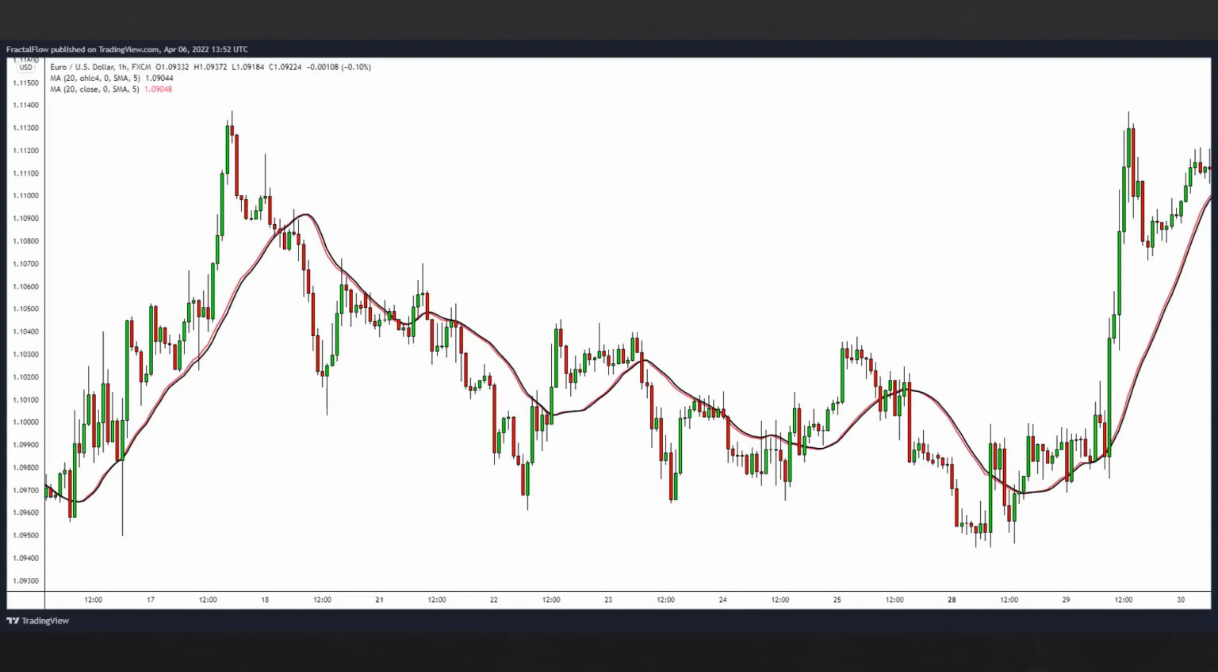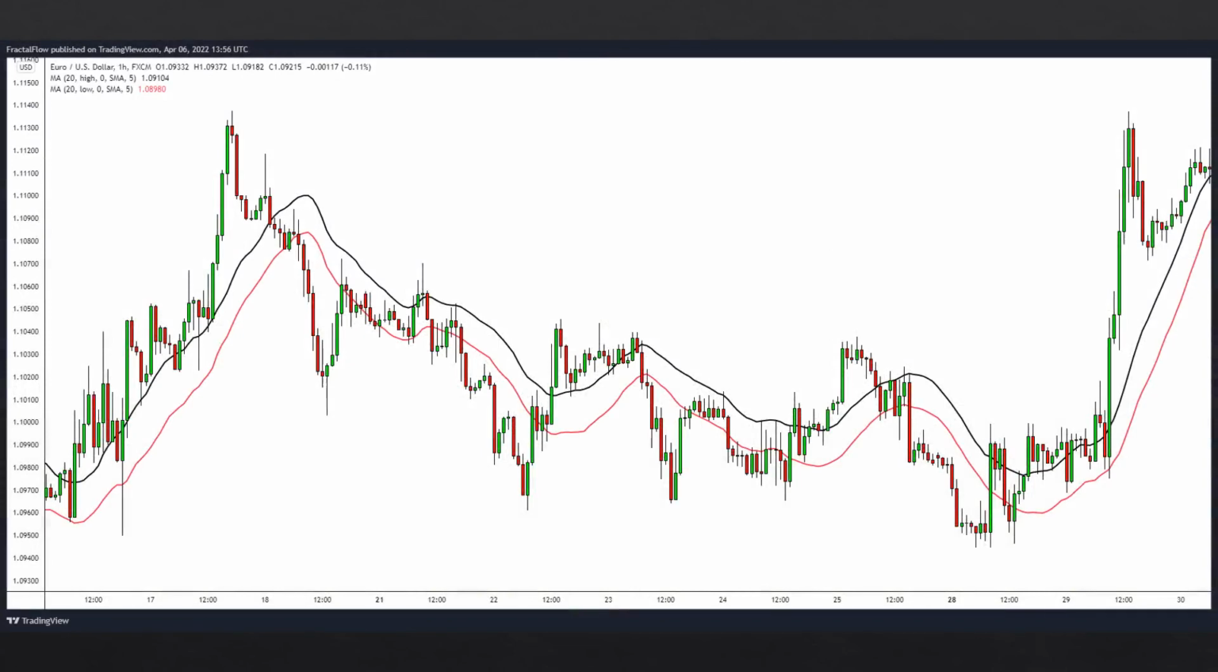When we use individual prices like just the high or just the low as the source, however, the difference becomes significant. For instance, in this chart we can see the black moving average using highs as the source and the red moving average using the lows as the source. This creates a moving channel that can sometimes be used as some sort of support and resistance band.